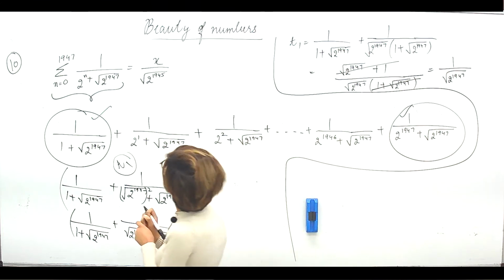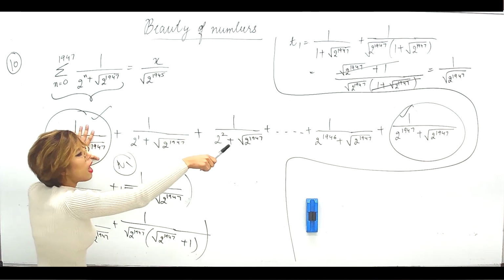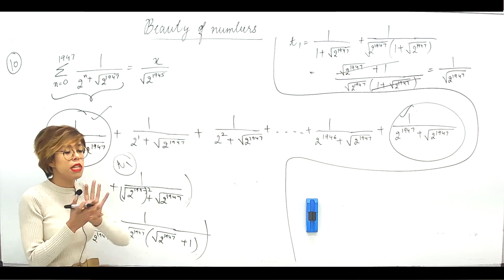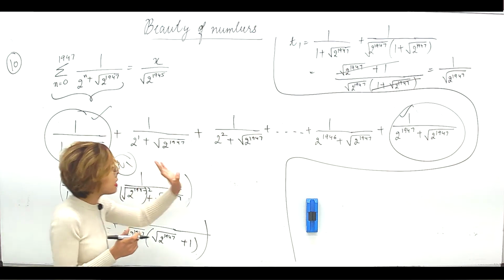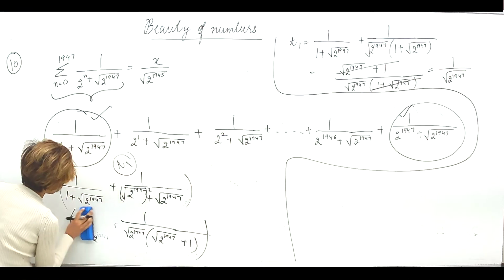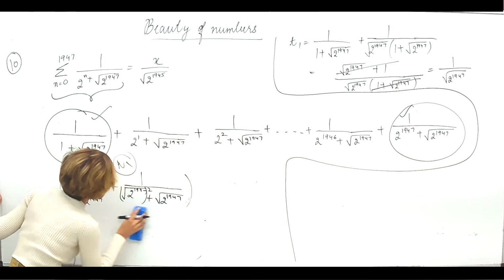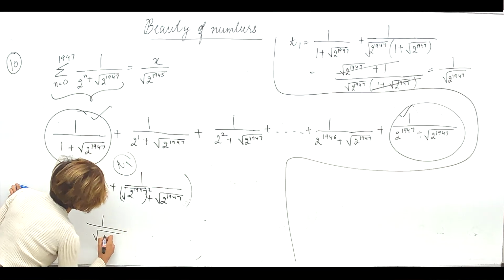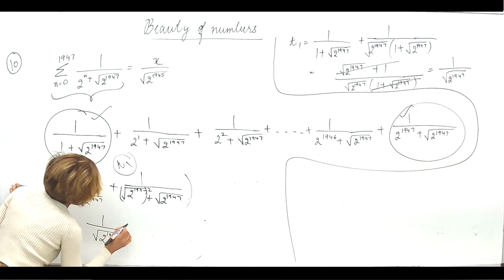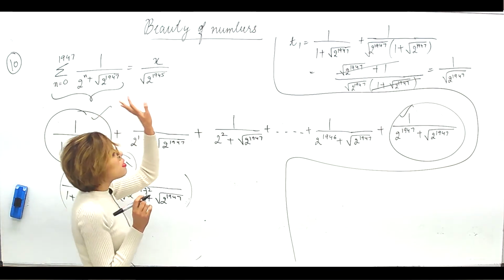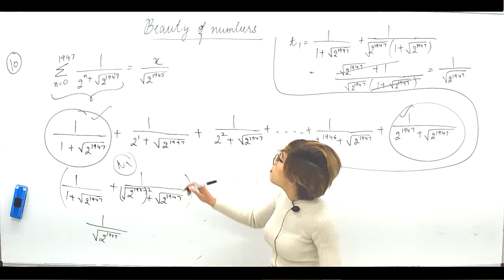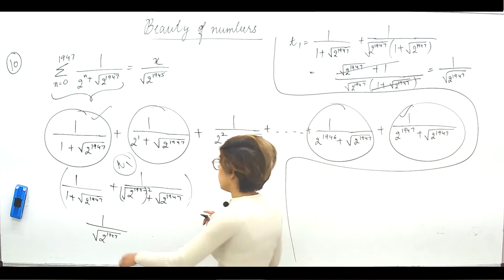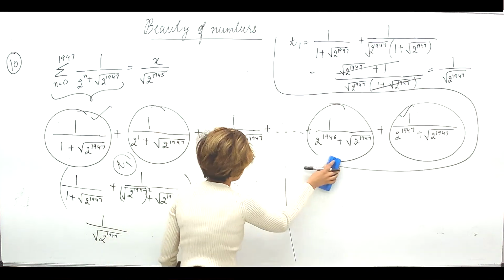Peculiar. When I combine the first and the last term, I got 1 by 2 square root of 2 raised by 1947. Very nice. When I simplify this, I get that. Okay. So let me write it here. Simplify whatever. So this is 1 by square root 2 raised by 1947. Right? Now, I combine first and last. Now, let me combine second and second last. Right? So, let me combine that. So, plus, I'll be writing here.